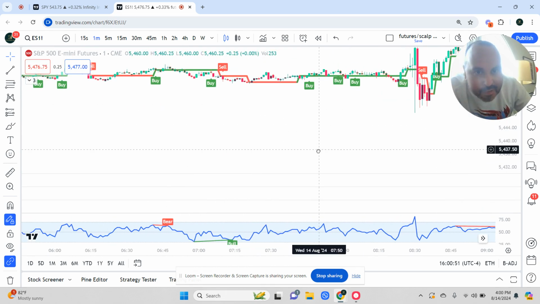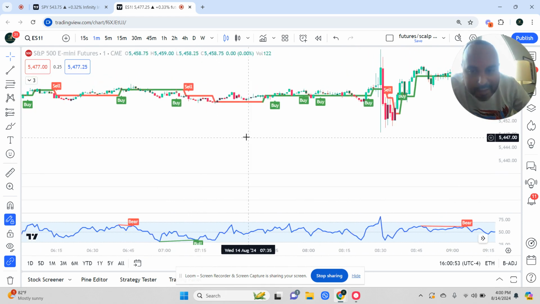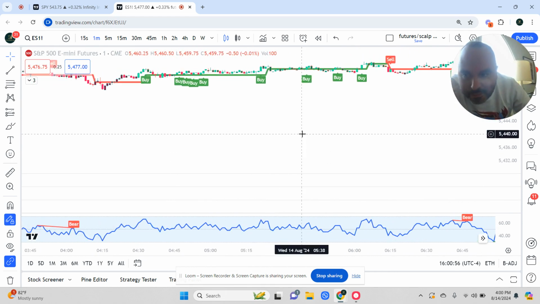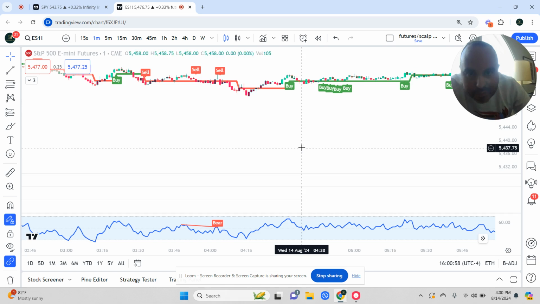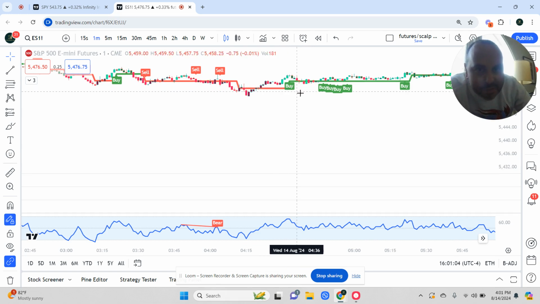Trying to find another instance here. So, is there another overbought situation? Here, it's kind of the same thing, right? This isn't the best play here.